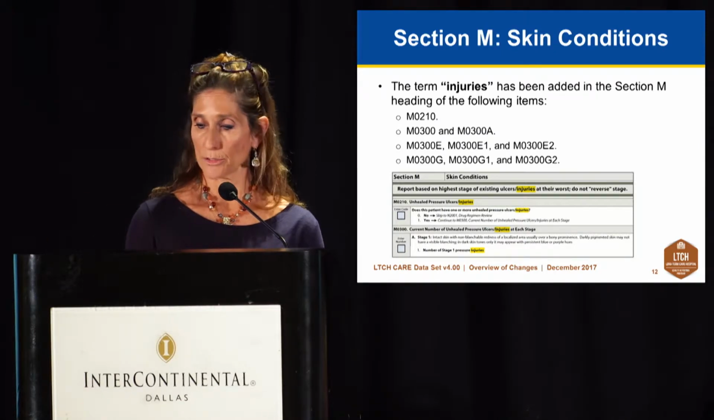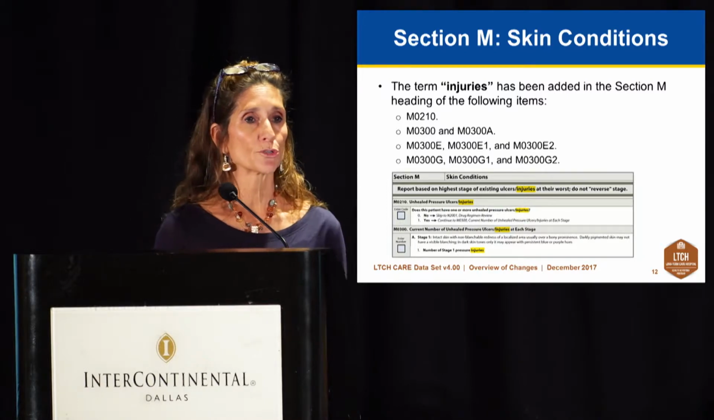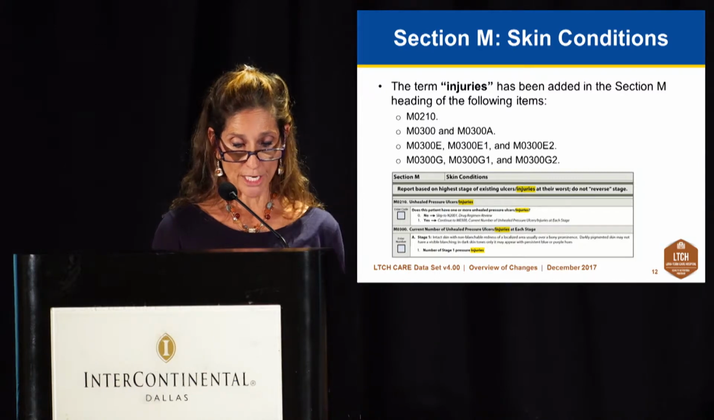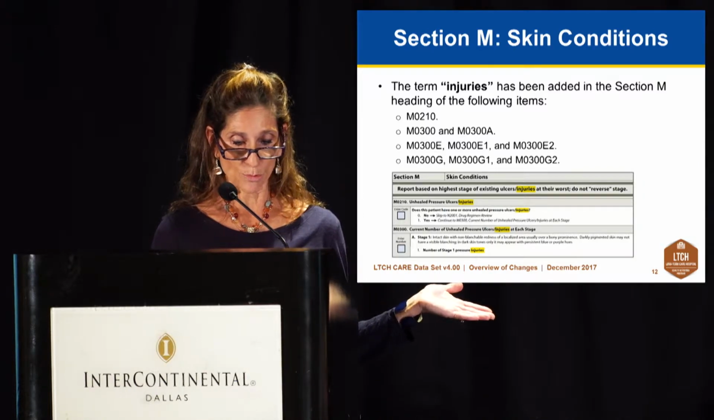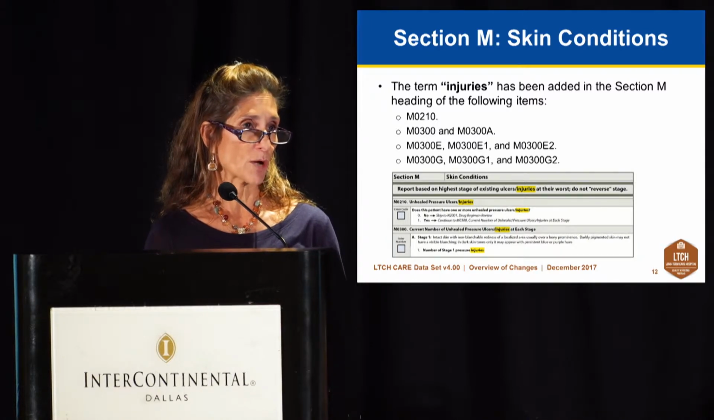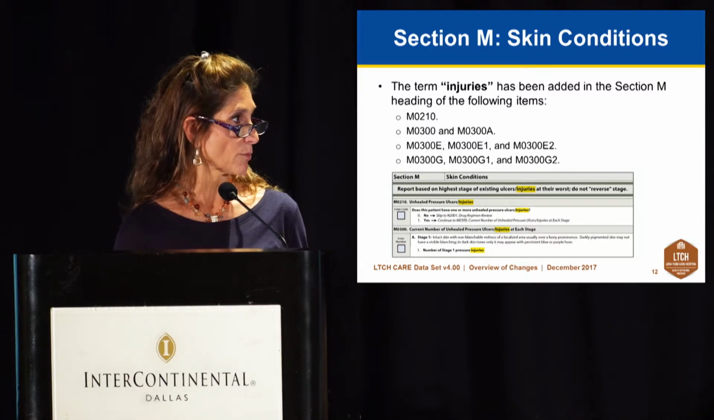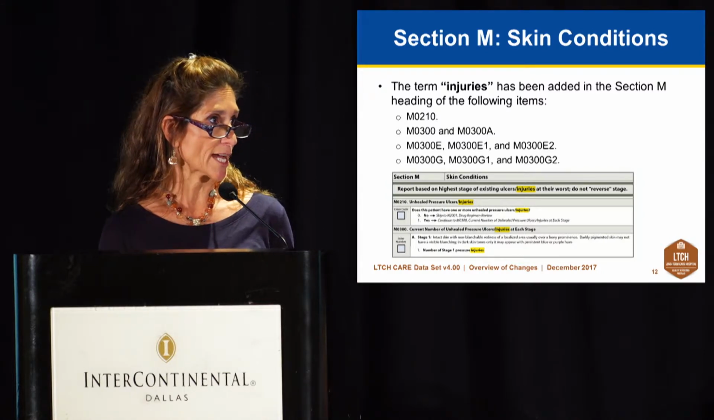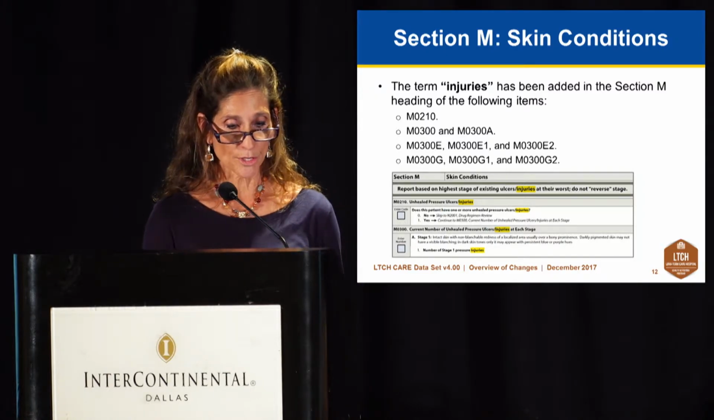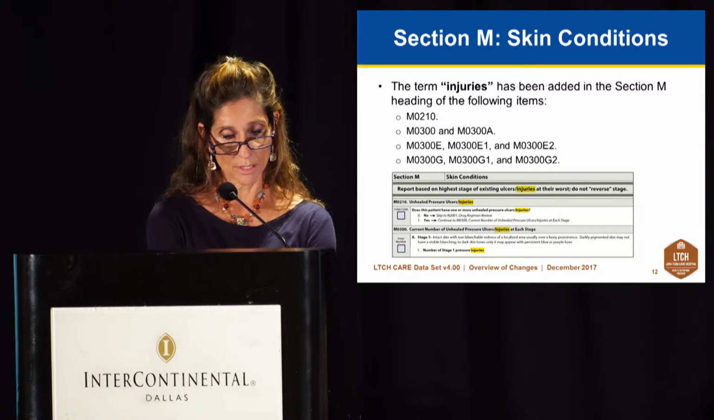Section M, another famous section, covers skin conditions or pressure ulcers. We're using the term injuries, which may be applied to the sections where it says report stage of highest existing ulcers/injury. That will be added to all of those data elements, so when we ask about ulcers, it'll now say ulcers/injuries, just for better clarification. It will be added to all the M0300 data elements.